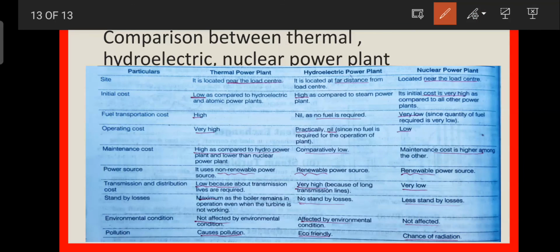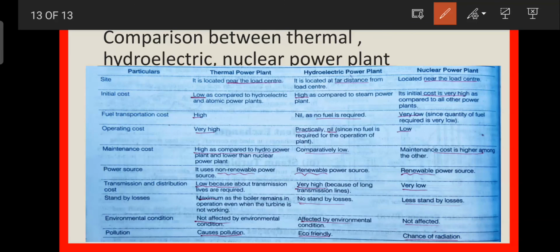Okay, then come to our transmission and distribution cost. Because thermal is located at the load center, its transmission cost is very low, and because the hydroelectric power plant is at a very far distance from the load center, its cost is very high. And nuclear power plant also has very low transmission cost because it is also at a low distance, or near to the load center.